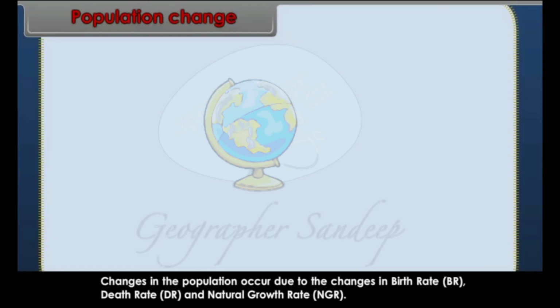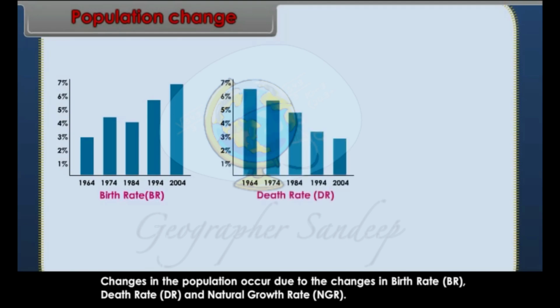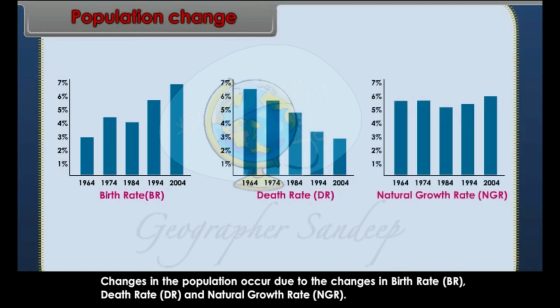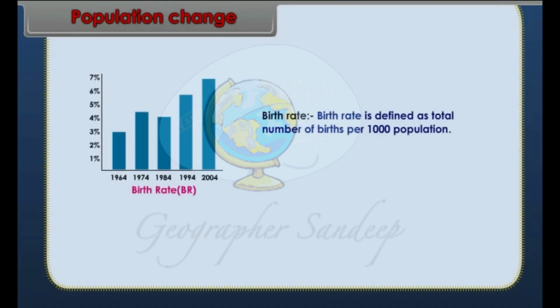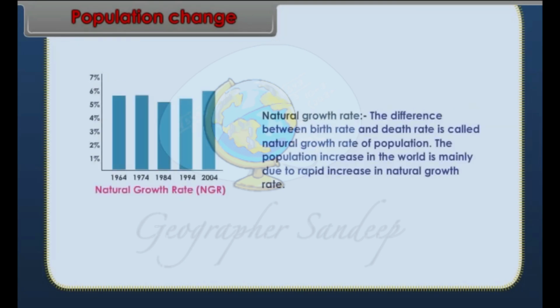Changes in the population occur due to the changes in birth rate, BR, death rate, DR, and natural growth rate, NGR. Birth rate. Birth rate is defined as total number of births per thousand population. Death rate. Death rate is defined as the total number of deaths per thousand population. Natural growth rate. The difference between birth rate and death rate is called natural growth rate of population.